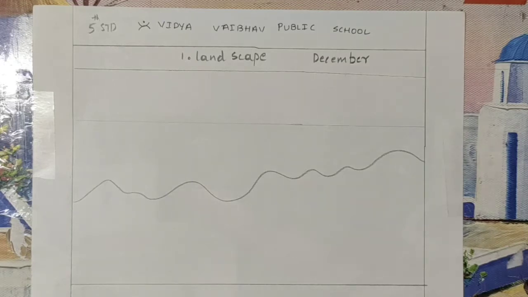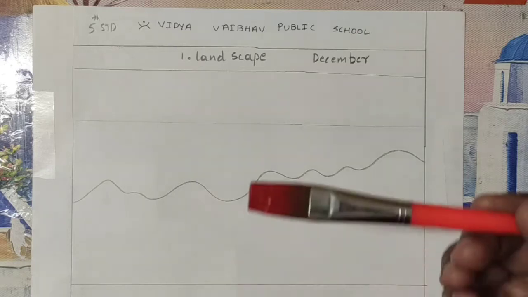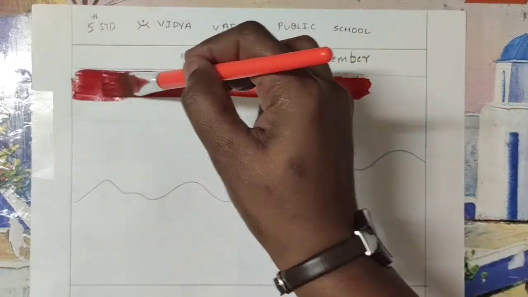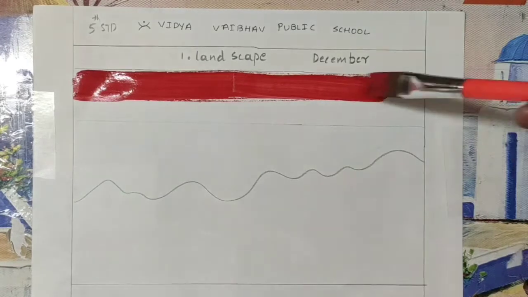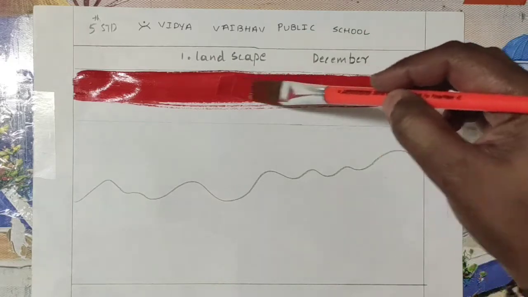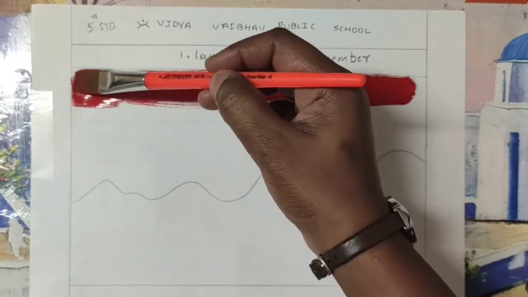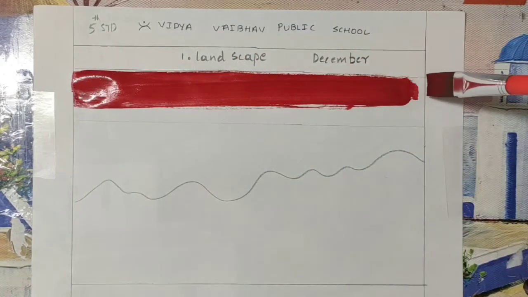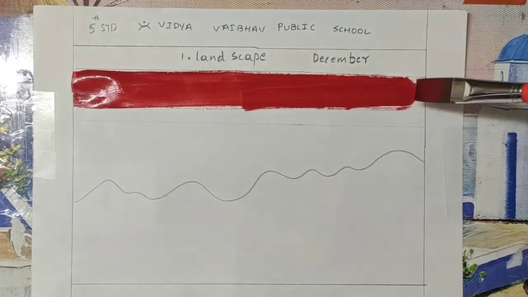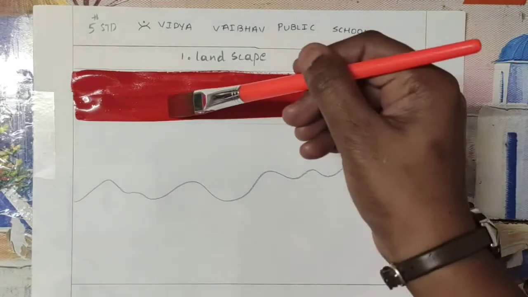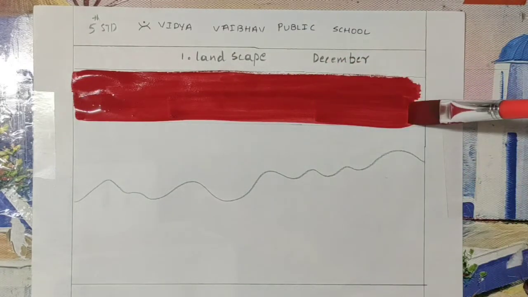Now I have taken a red color poster color in the flat brush. See, always you should start from left to right, and you will not come back again right to left. You should go left to right only. The direction is very important. Whether we are doing it in paint or color pencil or crayon, whichever the material, direction is very important. So after using a red color, the first half of the block I colored red.